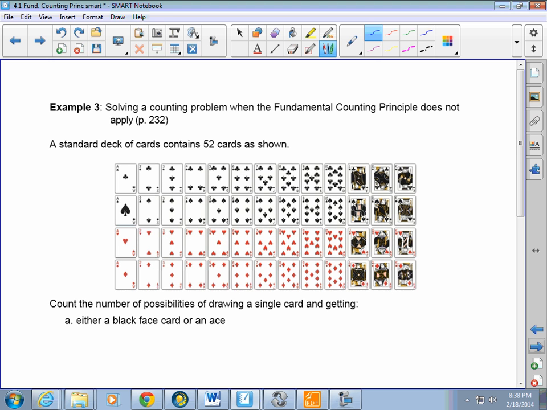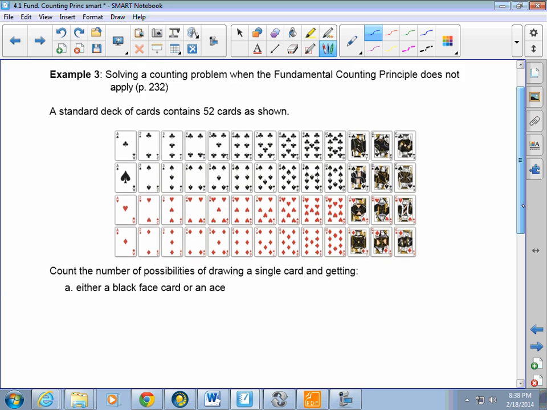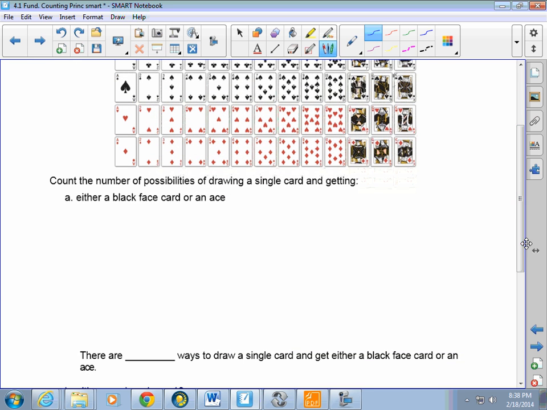So, solving some problems when the fundamental counting principle does not apply. With a deck of cards, it says a standard deck of cards contains 52 cards as shown. Count the number of possibilities of drawing a single card and getting either a black face card or an ace. Aces aren't face cards, so they're not going to have any overlap. They won't have any elements in common. They'll be disjoint sets.